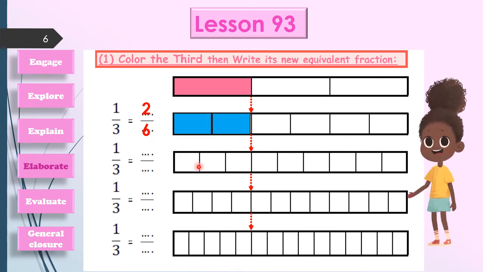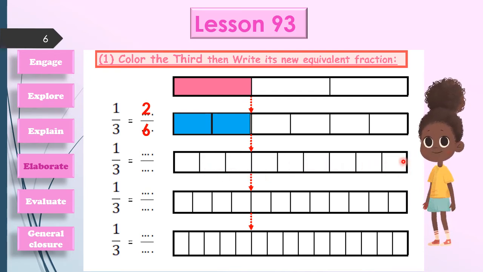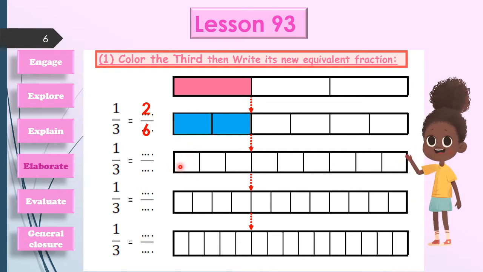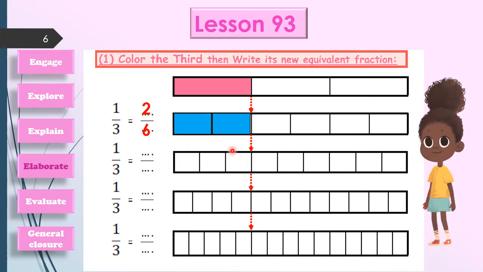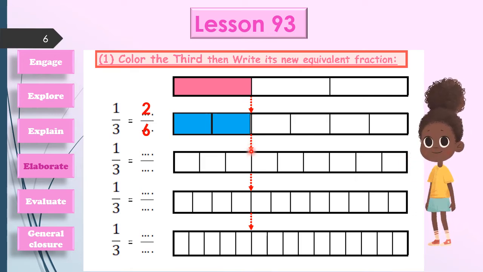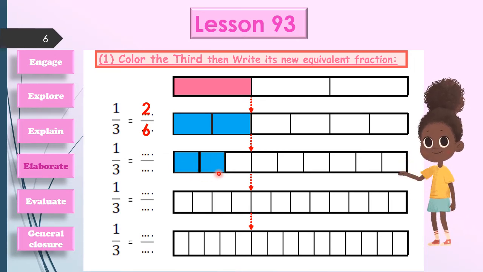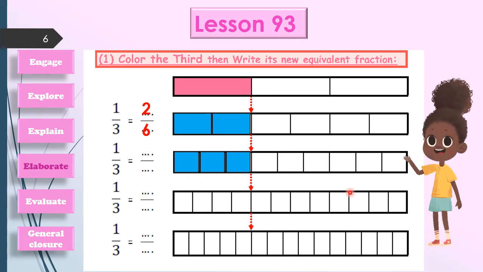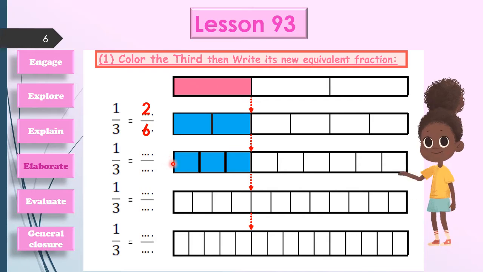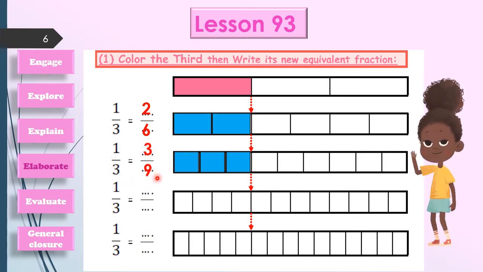In the next one, we have a fraction strip divided into how many parts? 1, 2, 3, 4, 5, 6, 7, 8, 9. 9 equal parts. I want a third of this fraction strip. Then I will just color until I reach this sign, this arrow, which represents a third. Now I will color 1, 2, 3 parts out of 9. It will be a third equals 3 ninths.